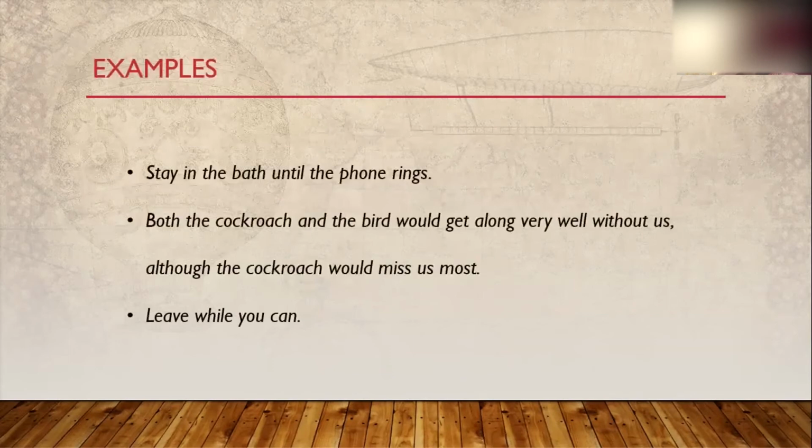Taking a look at some of the examples, stay in the bath until the phone rings. Stay in the bath is acting as an independent clause while until is a subordinating conjunction making it a dependent clause. Both the cockroach and the bird would get along very well without us, although the cockroach would miss us the most. The first part of the sentence is acting as an independent clause while the second part is a dependent clause. Leave while you can. Leave here is acting as an independent clause while you can is acting as a dependent clause.